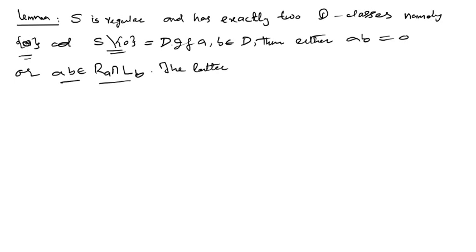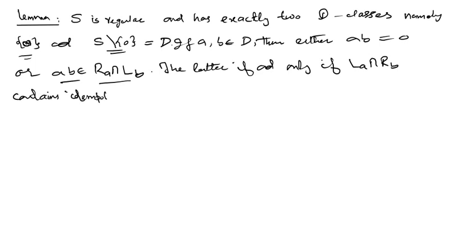This occurs if and only if the H class LA intersection RB contains an idempotent. So this we have seen in our previous lecture. Okay. So we have done the proof of this result in our previous lecture.